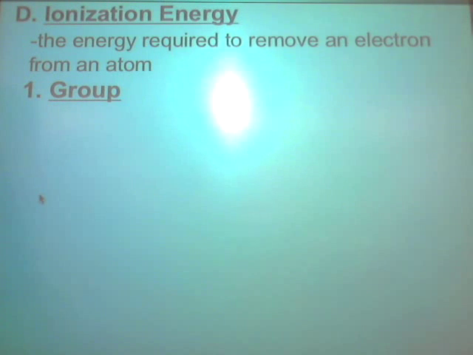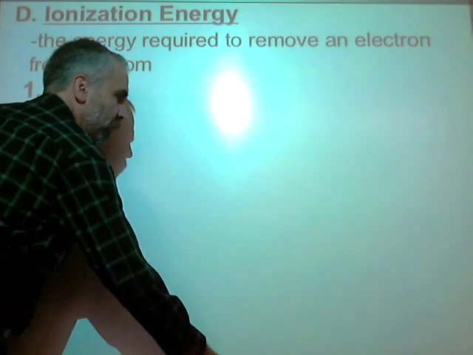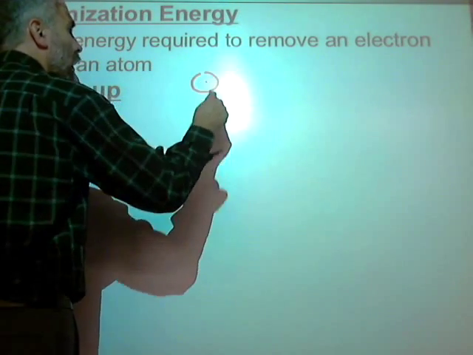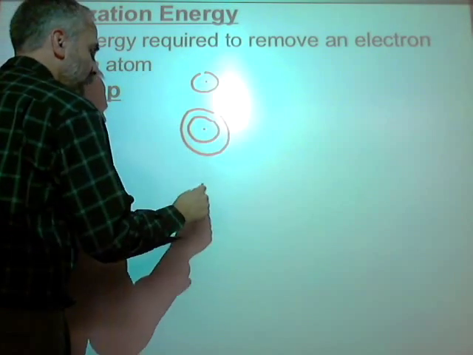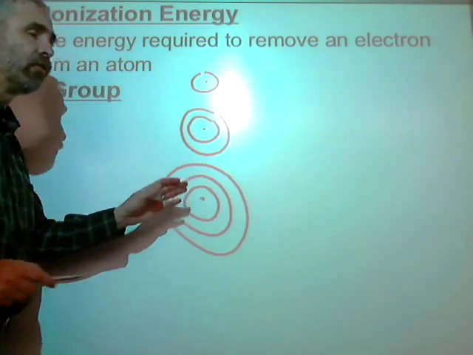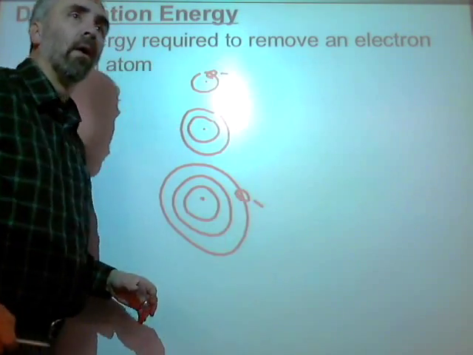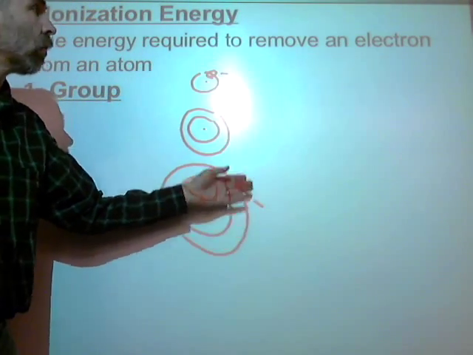As I go down, what happens to atomic size in any given group? What's happening to atomic size? I'm adding an energy level every time, right? So the electrons down here, would they be easier or harder to remove?